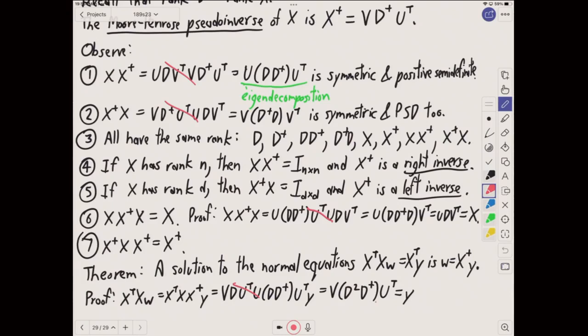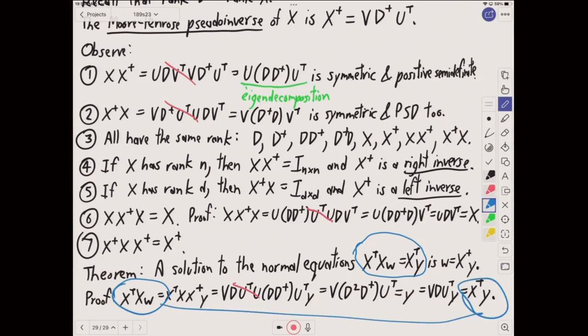And I showed you earlier that this thing here is just equal to D. So this simplifies further to V D U transpose Y, which is just X transpose Y. And so we were looking for a w that has the property that these two things are equal, and I've just shown that those two things are equal. QED.